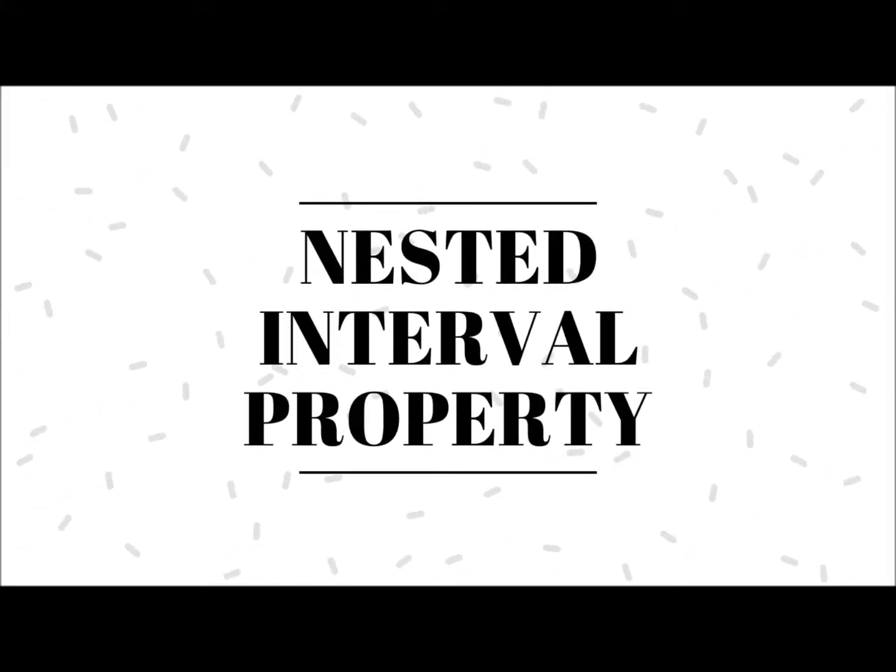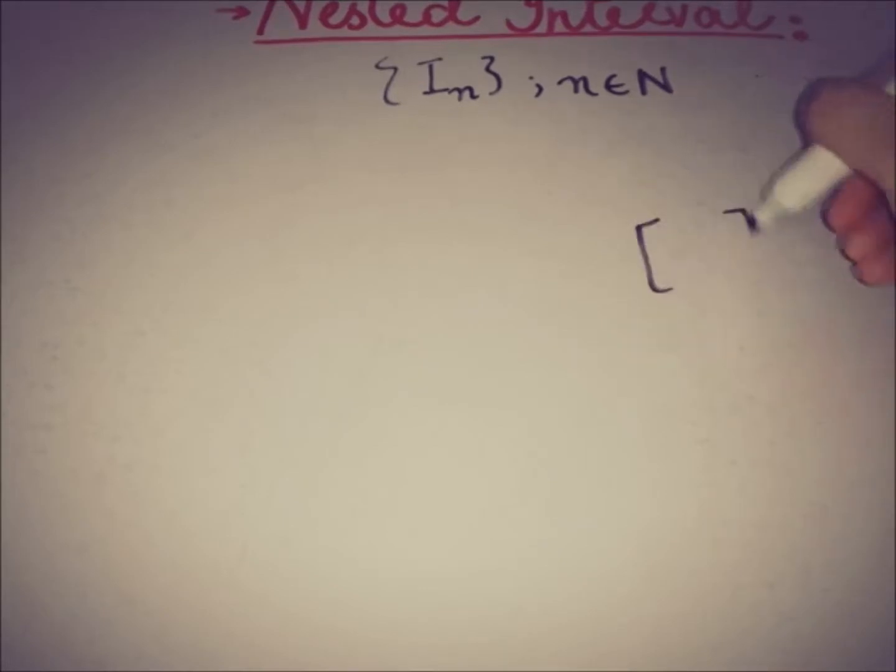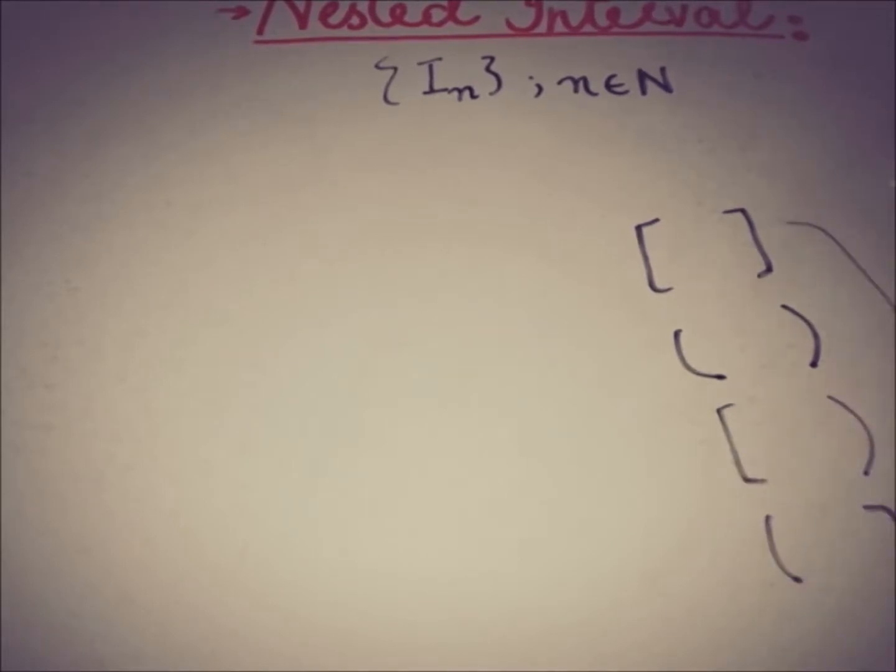Now we'll start with the definition of nested intervals. If we have a sequence of intervals, there is no restriction on the interval, because an interval can be a closed interval, an open interval, or half closed or half open. So there is no restriction on the intervals here.